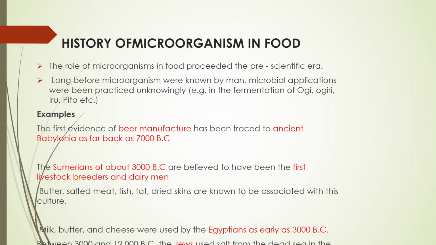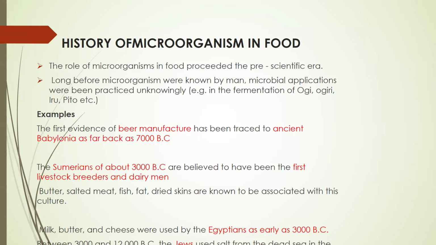But we also have some evidence that people have been practicing food microbiology, using microorganisms in food unintentionally. For example, the ancient Babylonians, as far back as 7,000 BC, have been producing beer. The Sumerians, around 3000 BC, were livestock breeders. And because they were livestock breeders, they were also dairymen. So they made use of a lot of dairy products like yogurts.